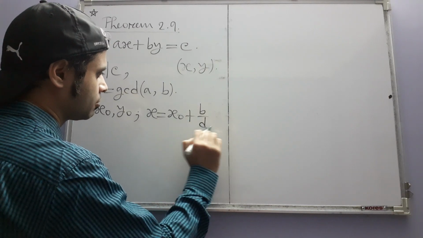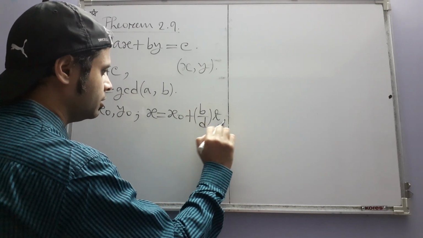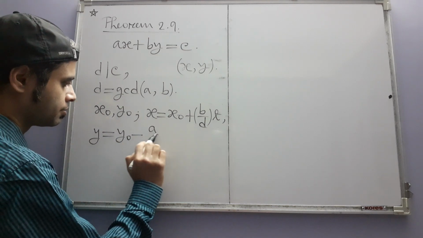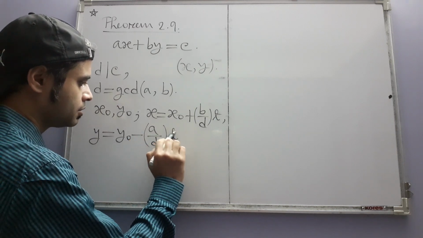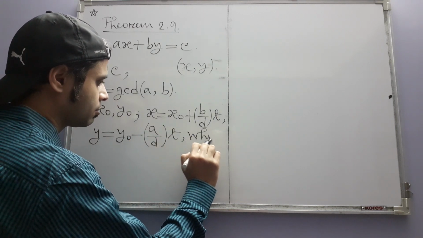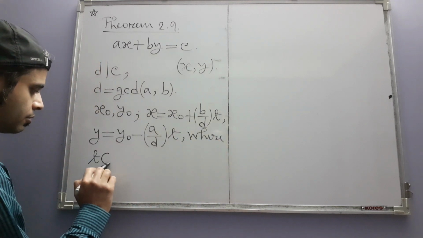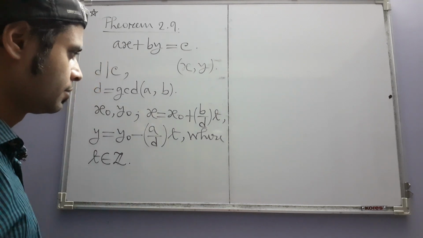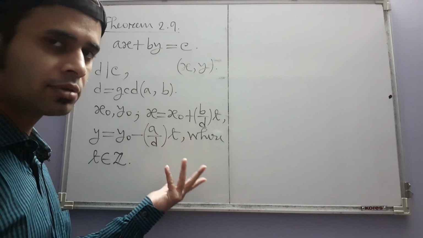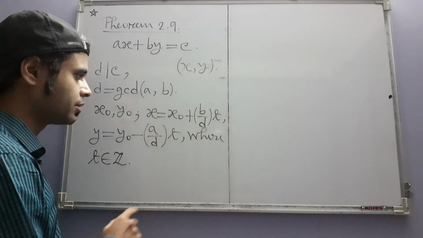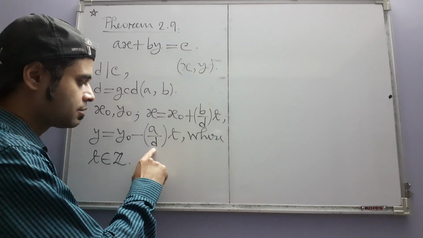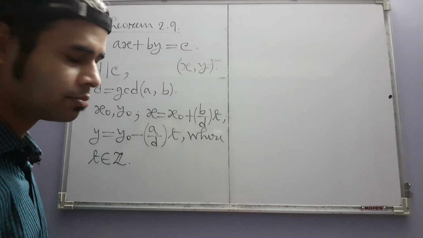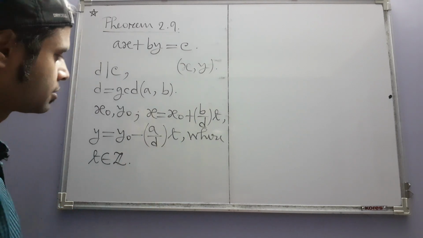x equal to x naught plus b divided by d times t, and y equal to y naught minus a divided by d times t, where t is an integer. In fact, t is any integer. From these expressions, we have already discussed these things, but let me just say it once more. We can see that since d is the GCD of a and b, these quotients b by d and a divided by d are actually integers.